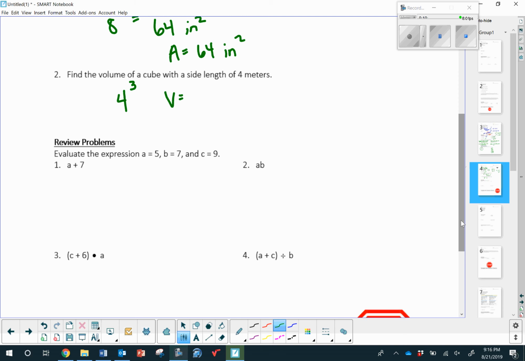All right, friends, we're going to wrap it up with a couple review problems. These are problems from the last section. You're simply just going to plug in that variable. So I'll do number 1 with you. A equals 5, so this is just 5 plus 7, which gives me an answer of 12. Thanks for listening. That wraps up section 2.